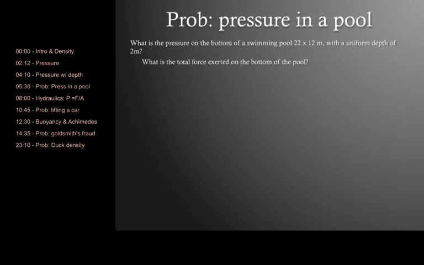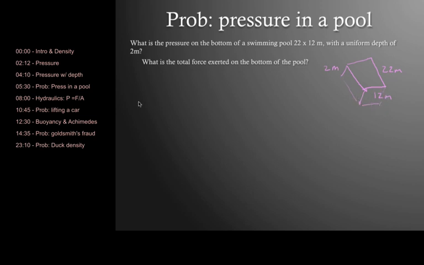So let's work our problem. What is the pressure at the bottom of a swimming pool that is 22 by 12 in its cross-sectional area? So here's our pool, this could be 22 meters, this is 12 meters, and we're going to say that it's just a nice box pool, and this is 2 meters.